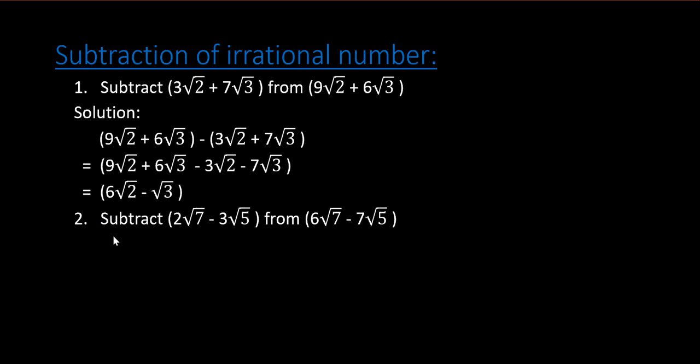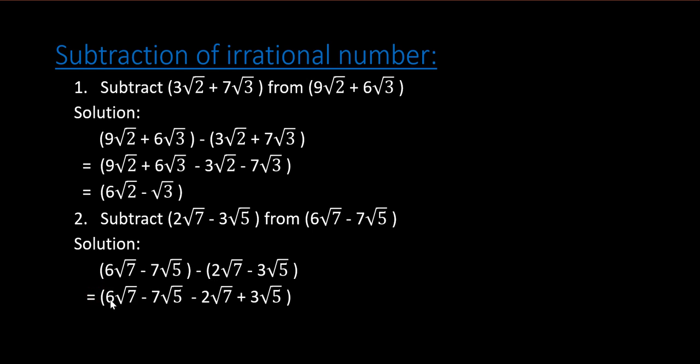Question number 2: subtract 2 root 7 minus 3 root 5 from 6 root 7 minus 7 root 5. So here we can write (6 root 7 minus 7 root 5) minus (2 root 7 minus 3 root 5). So by removing the bracket we can write 6 root 7 minus 7 root 5 minus 2 root 7 plus 3 root 5. Here we got plus because minus into minus equal to plus.